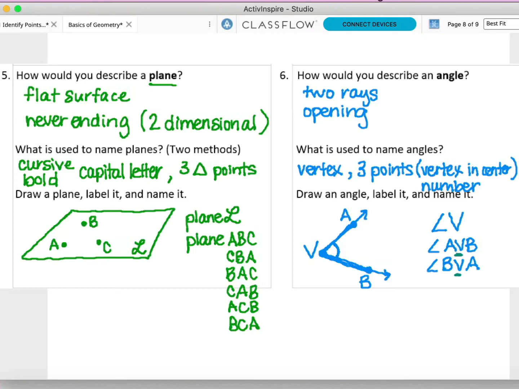And then one more way I could name this, if I had a ton of angles on a picture, maybe I would just label that as angle 3. It's kind of a lazy way to name it. So I wound up doing that a lot. And those are basic pieces of geometry that we're going to be using to build all kinds of other things this year.